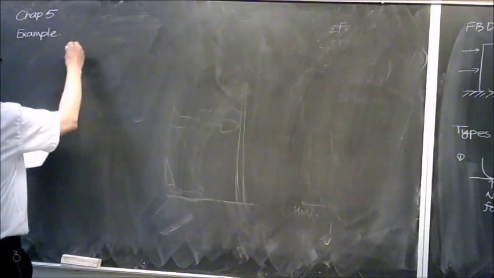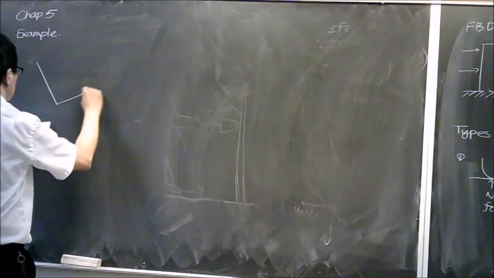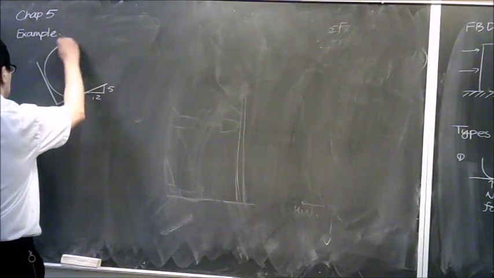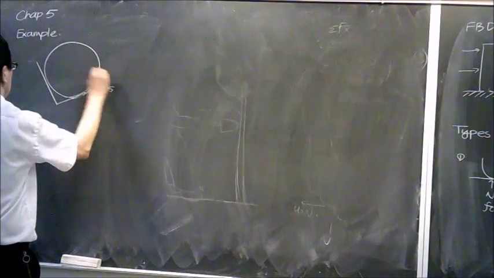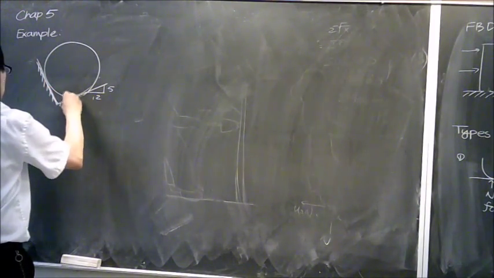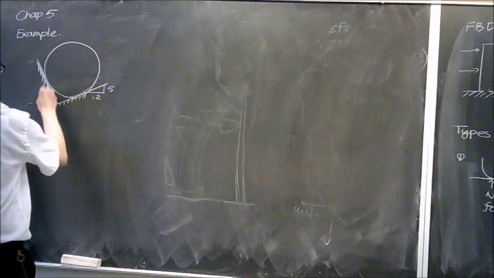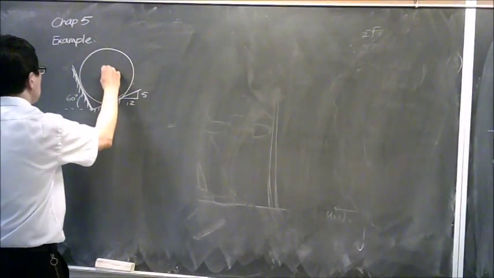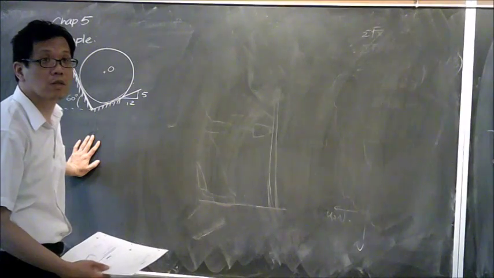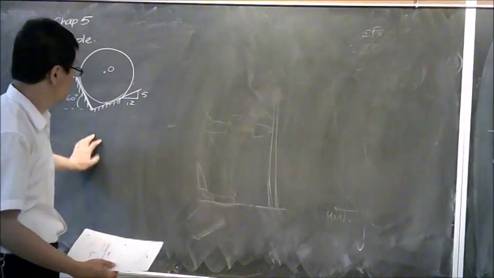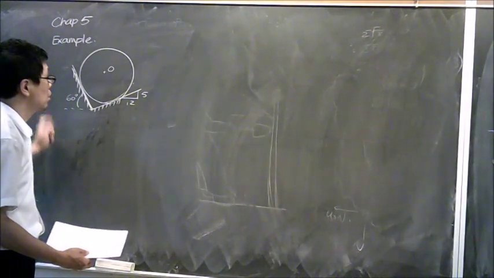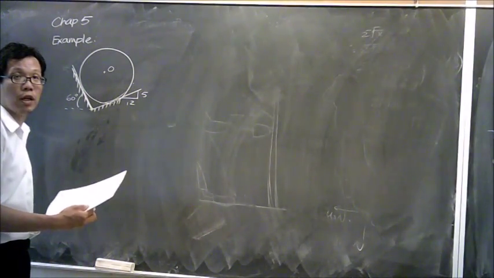So if we want to draw a free body diagram for this thing, obviously, when you put a ball in a slot, you're going to have two contact points at the ball. One is here, the other one is here. So we have two locations. How are we going to generate our free body diagram?